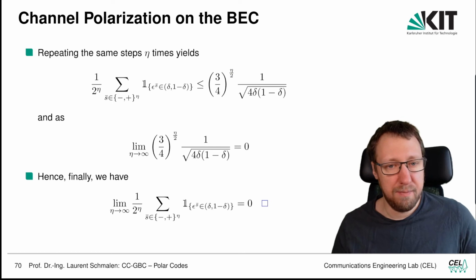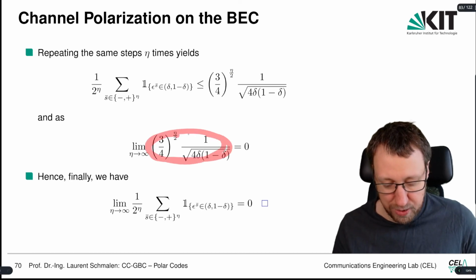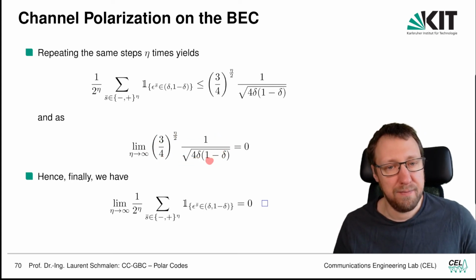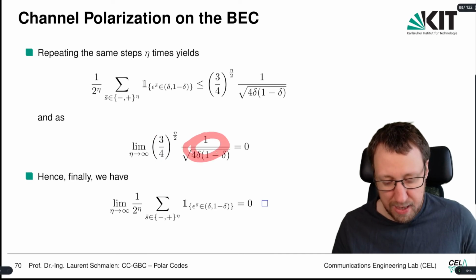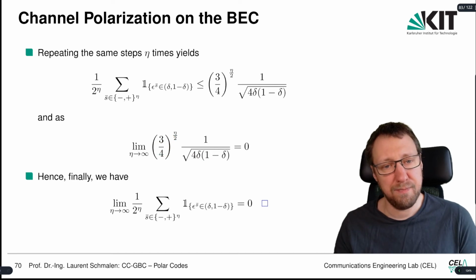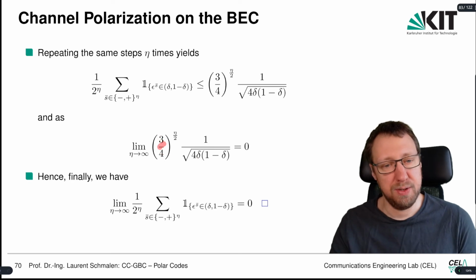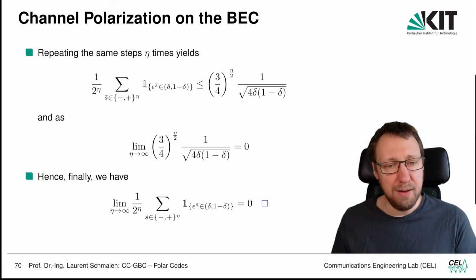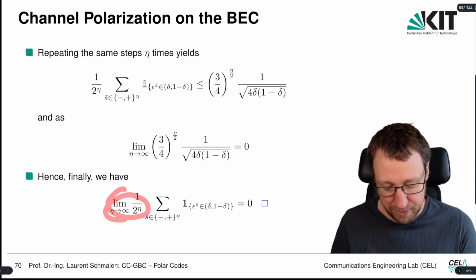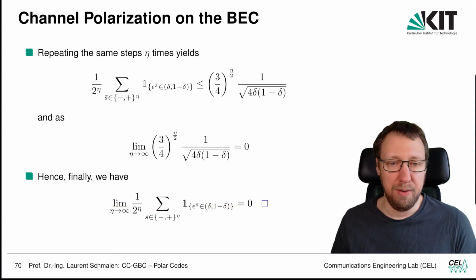So we look at this guy. This guy will actually go to 0 if eta goes to infinity. So this is a constant, and we have this guy that goes to 0 as eta goes to infinity, because this is between 0 and 1 with power eta. So we can say, because we have bounded the sum of the indicator function, that this limit will converge to 0, and we have proven our theorem.